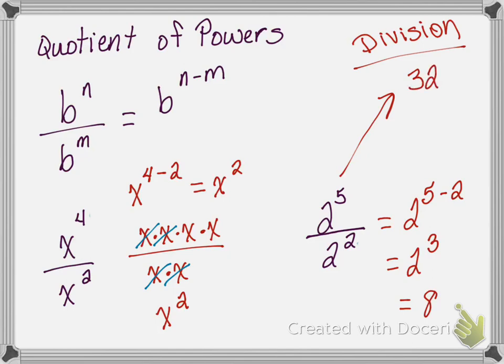32. It is 32. 2 times 2 times 2 times 2 times 2 is 32. 2 squared, 32 divided by 4, 8. Okay? So I just want to show you why these things work with numbers.